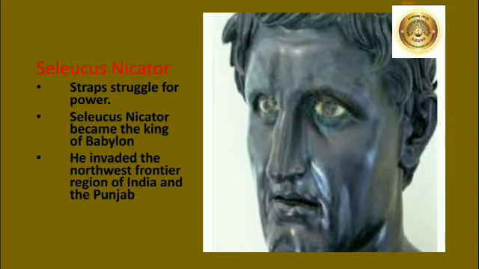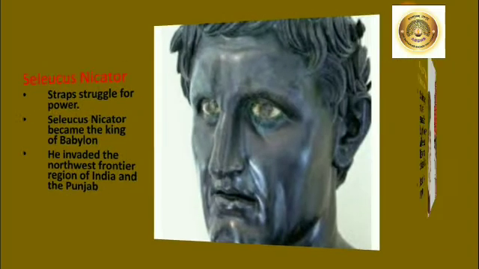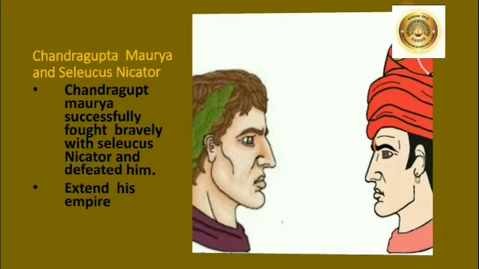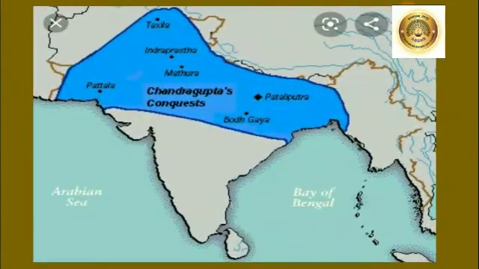In that, Seleucus Nicator was Alexander's general. He became the king of Babylon after Alexander's death. What did he do? He invaded the northwest frontier region of India and the Punjab. Chandragupta Maurya successfully resisted his aggression, which means he fought bravely and defeated Seleucus Nicator. In this way, Chandragupta captured the northwest regions of Kabul, Kandahar and Herat for the Maurya Empire.